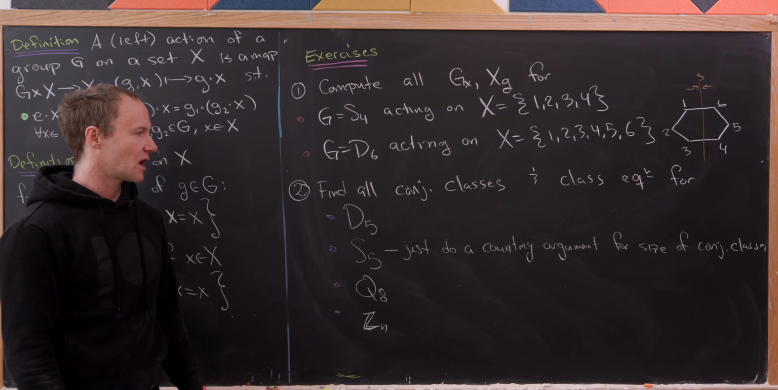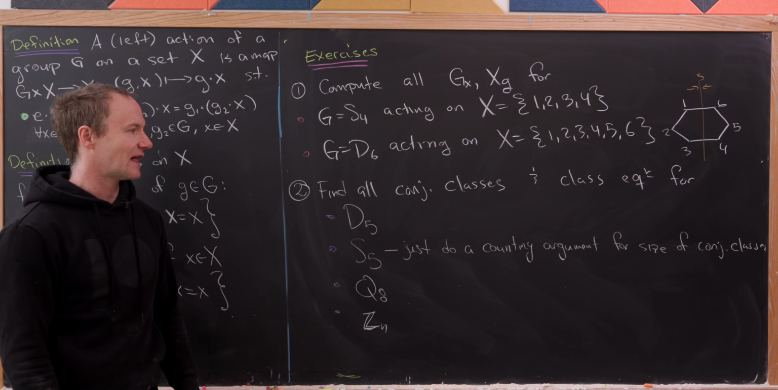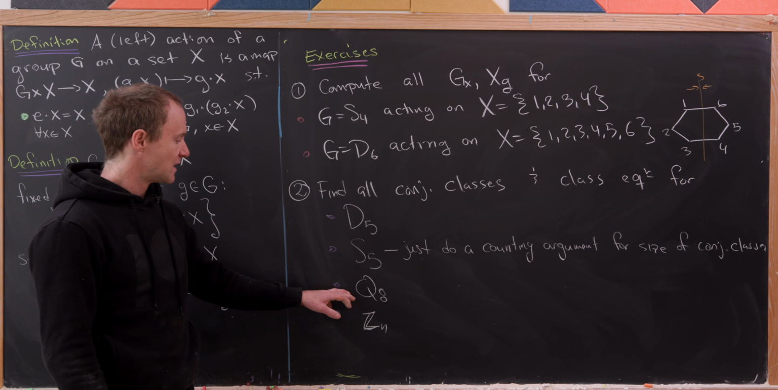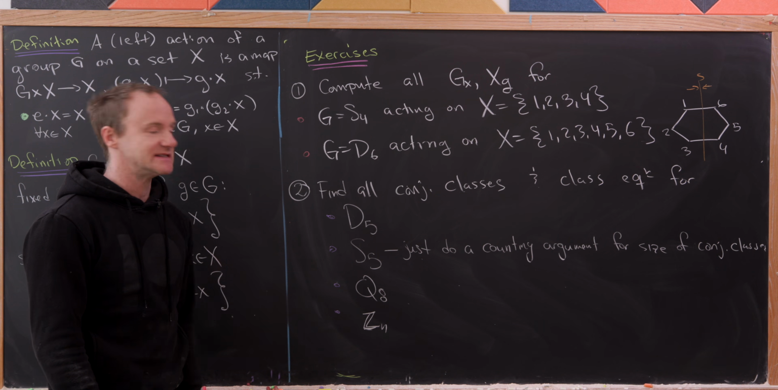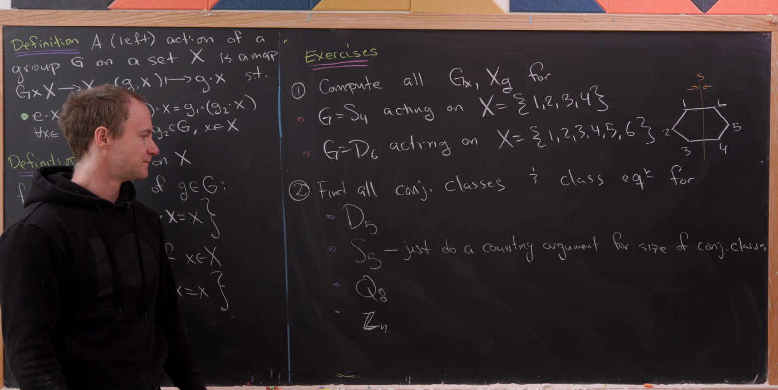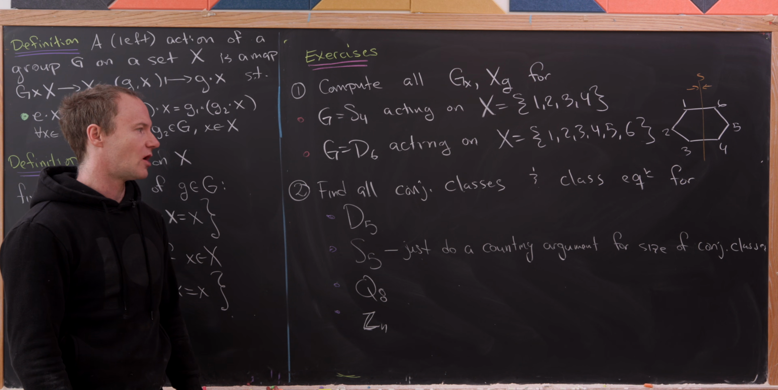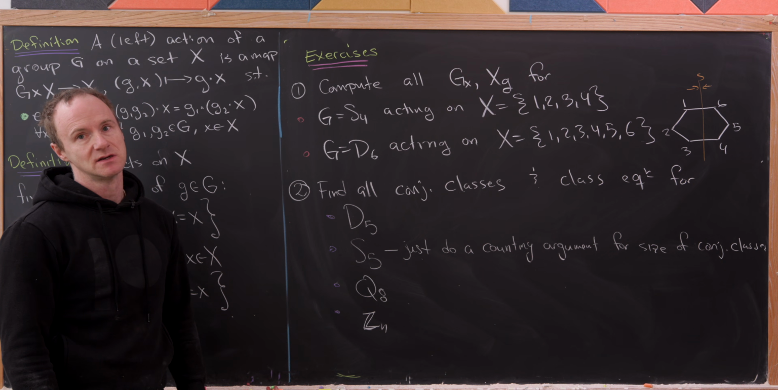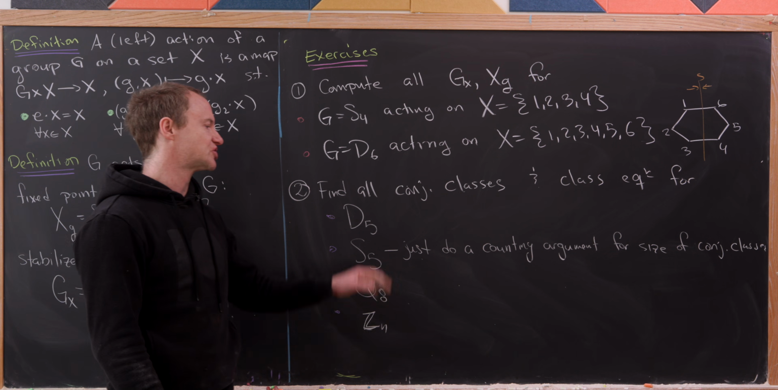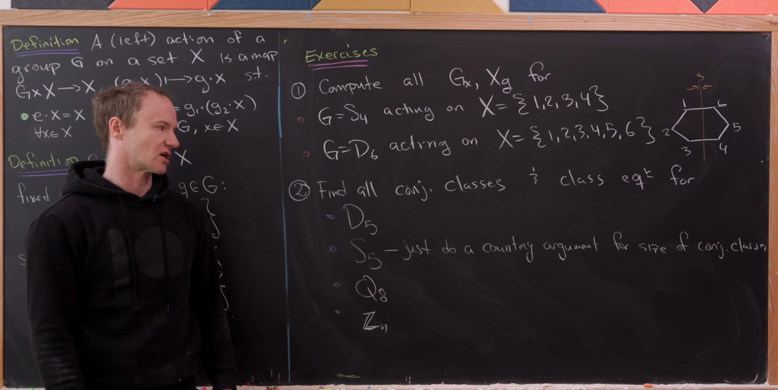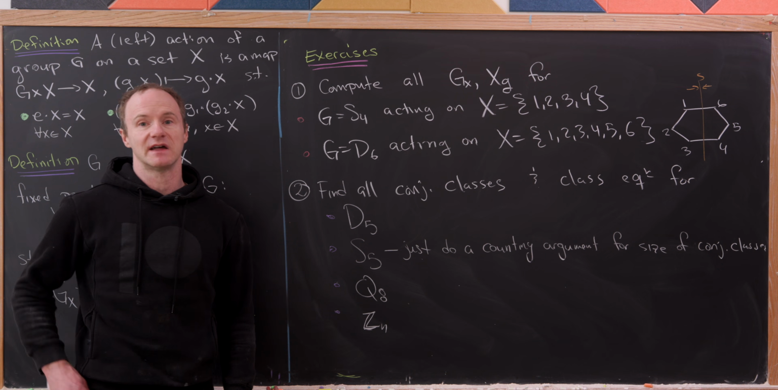Next, let's find all conjugacy classes and the class equation for D5, S5, the quaternions Q8, and Z_n, where n is arbitrary. Then I'd like to point out that for S5, probably writing down all of the conjugacy classes is a little bit too much, so you can just use a counting argument to calculate the size of each conjugacy class. And that's a good place to stop.